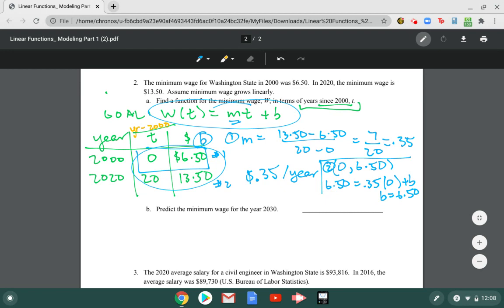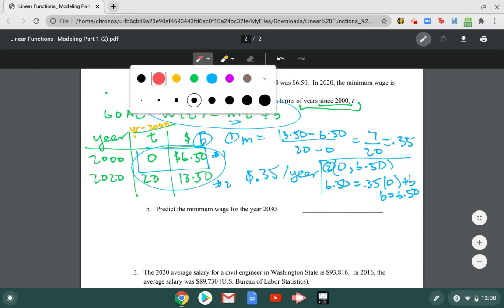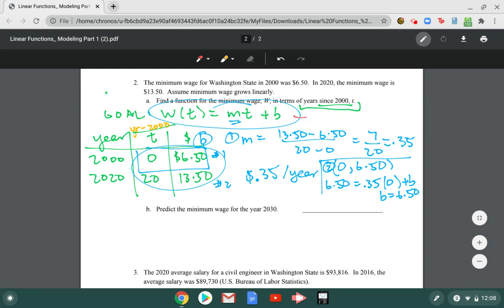Let's go ahead and write our answer down. I'm going to put it in red. Almost forgot to finish it. Okay, so here we go. W of t is equal to my rate of change, 0.35, times t plus b, plus 6.50, that initial value, plus 6.50. Okay, now we can predict the minimum wage for the year 2030.